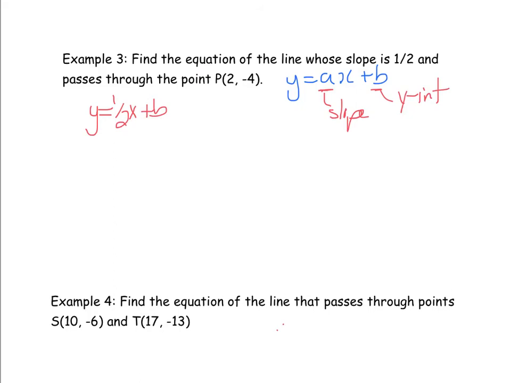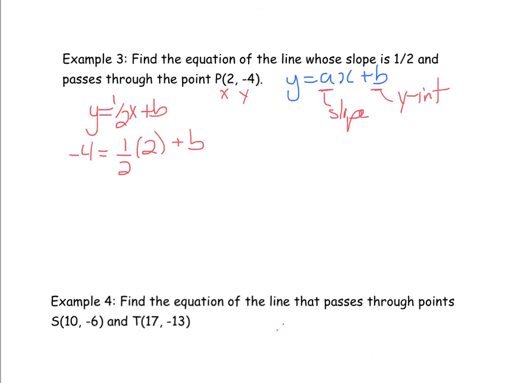Now I need to find my b. In order to find my b, I'm going to have to do some algebra because I'm not provided with the y-intercept in my problem. But I do know a point. I know this point, P. So I'm going to say this is my x and this is my y. And I'm going to sub in these values into my equation. So I'm going to replace x with 2. The x here is going to become a 2. And the y is going to become negative 4. So instead of y, I put negative 4 equals 1/2 times 2 plus b.